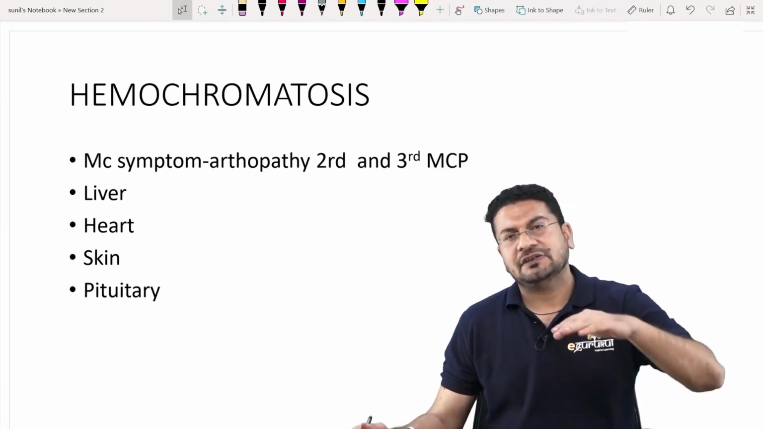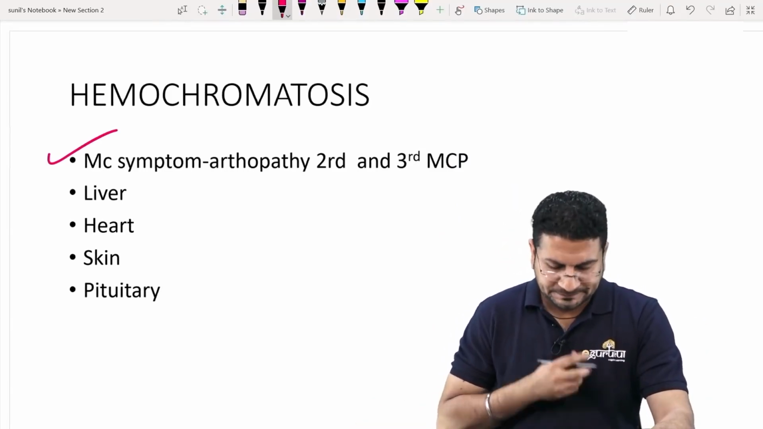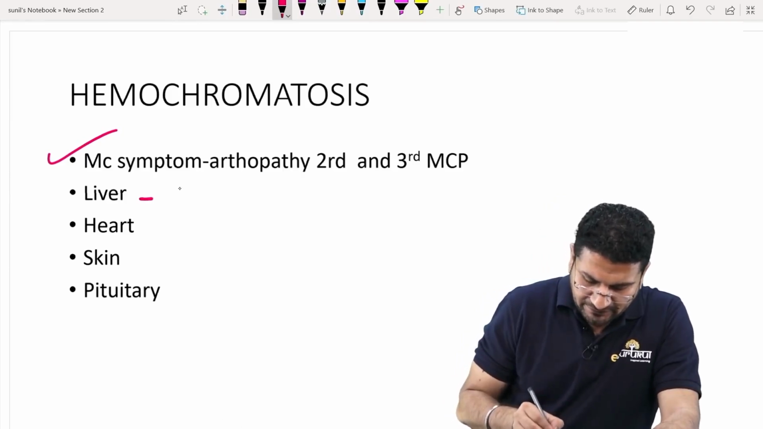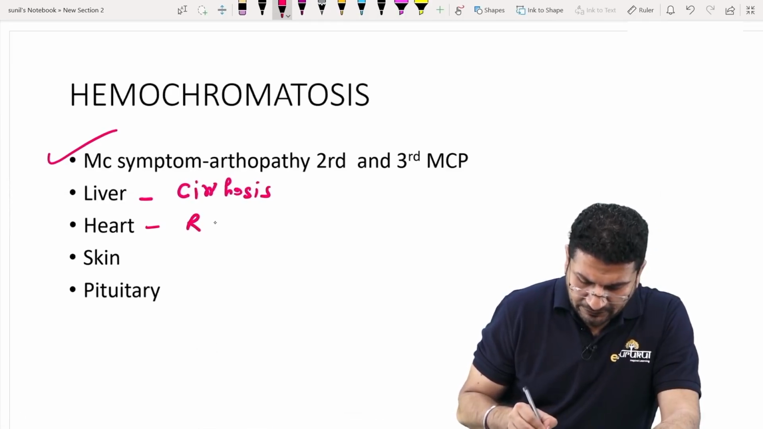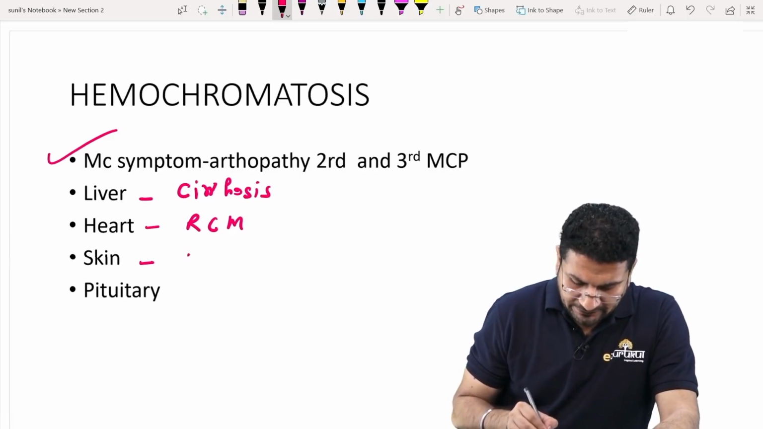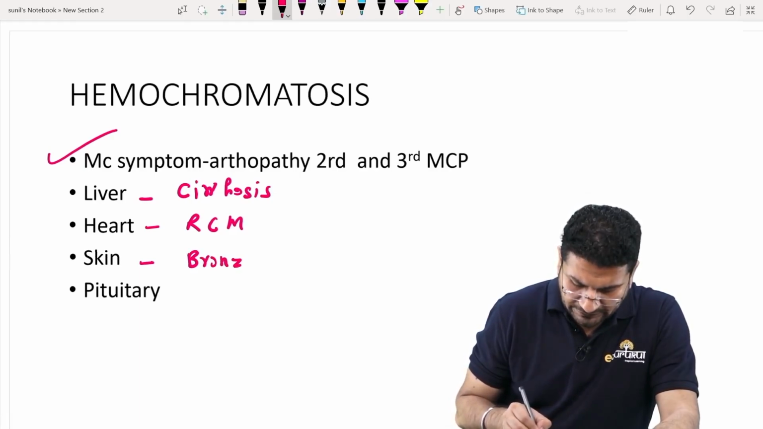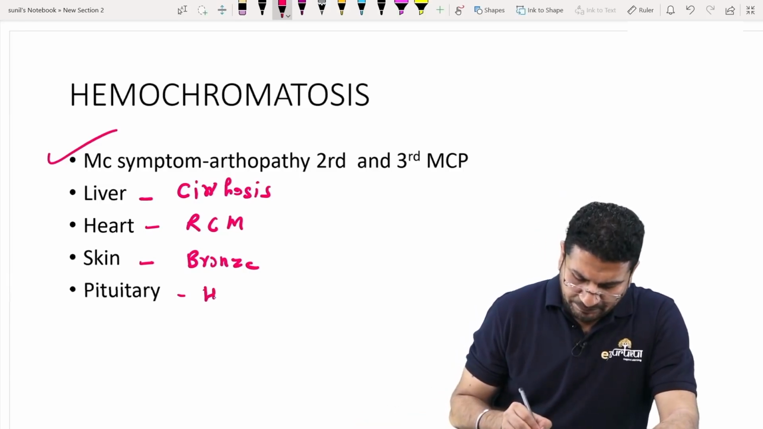Hemochromatosis. Like Wilson was copper toxicity, here we have iron toxicity. The most common symptom will be arthropathy. There will be liver damage, so the patient will develop liver cirrhosis. Iron accumulates in the heart, so it can lead to restrictive cardiomyopathy. Iron can accumulate in the skin, so there will be bronze discoloration of skin. There can be iron accumulation in the pituitary, so there can be hypopituitarism.